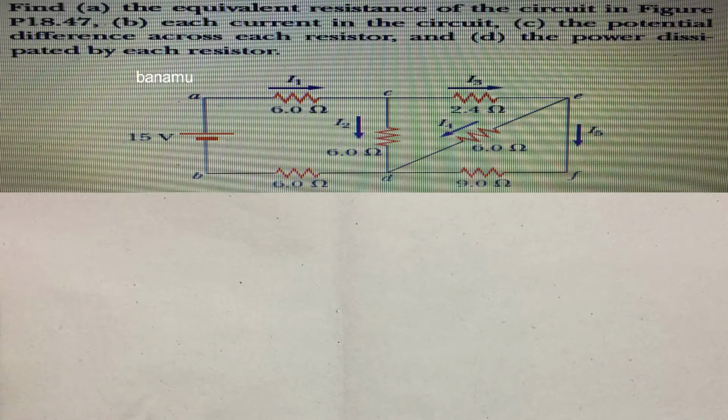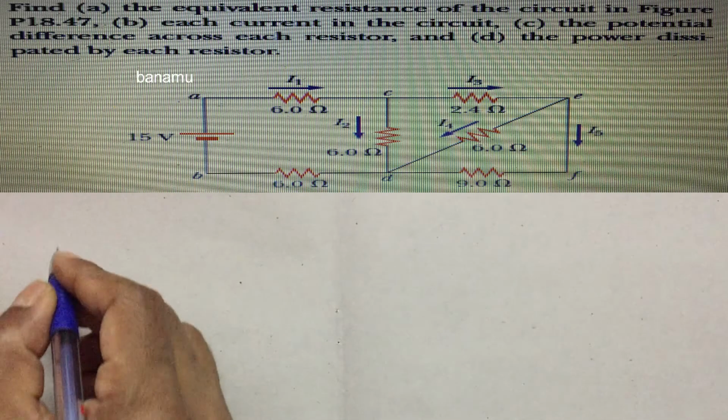Find part A, the equivalent resistance of the circuit in the figure. Part B, each current in the circuit. Part C, the potential difference across each resistor. And part D, the power dissipated by each resistor.